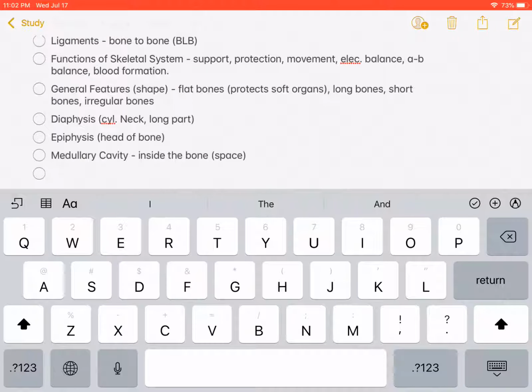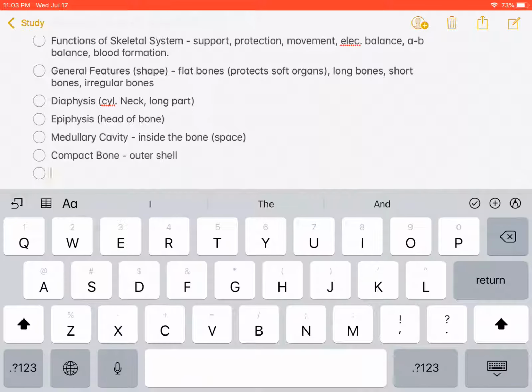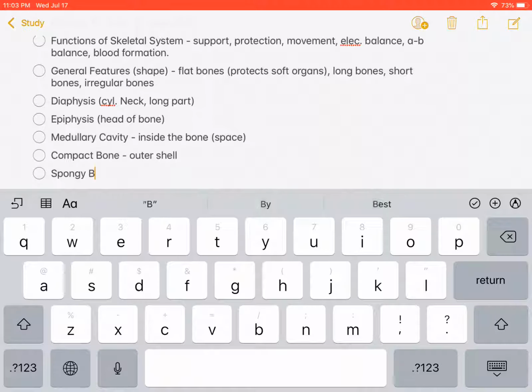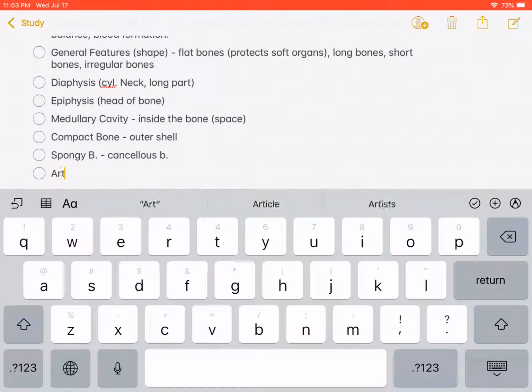Compact bone. You need to know compact bone. Compact bone is actually just the outer shell. All right, outer shell. We're always talking about bones here. Now, spongy bone, just gonna put a B here. That's just the inside, all right? Now, spongy bone is also called cancellous. So I'm just gonna put that here. Because we know spongy bone, it's literally just the inside. Cancellous bone.